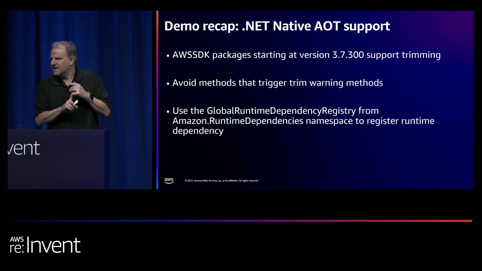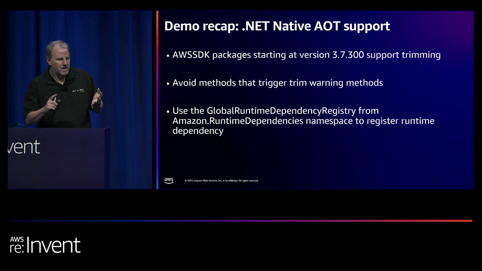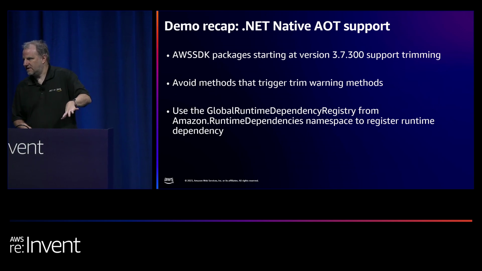So again, recap, if you want to use this, be sure to be using 3.7.300. That, again, I think was the week before .NET 8 came out. So it's very new. If you're building with native AOT, you want to avoid having any trim warnings. So if you're finding anything from us, let us know. We'll try to get that fixed.